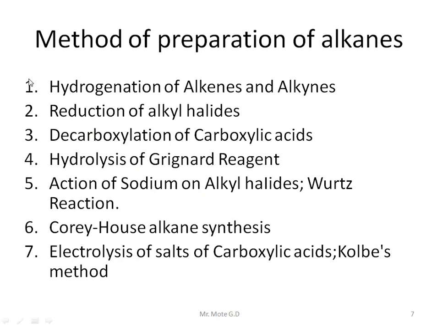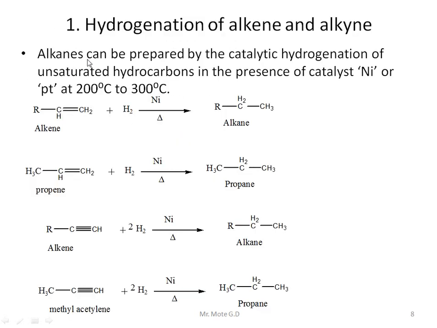And we will discuss one by one. Hydrogenation of alkenes or alkynes. Hydrogenation means addition of hydrogen atoms. So addition of hydrogen means reduction. So we are performing reduction in presence of nickel, palladium. So many catalysts we are using. So it will produce alkane. Initially, reduction of alkene to form alkane. We will discuss the reaction. So alkane can be prepared by catalytic hydrogenation of unsaturated hydrocarbon in presence of catalyst nickel and platinum at 200 to 300 degrees centigrade.